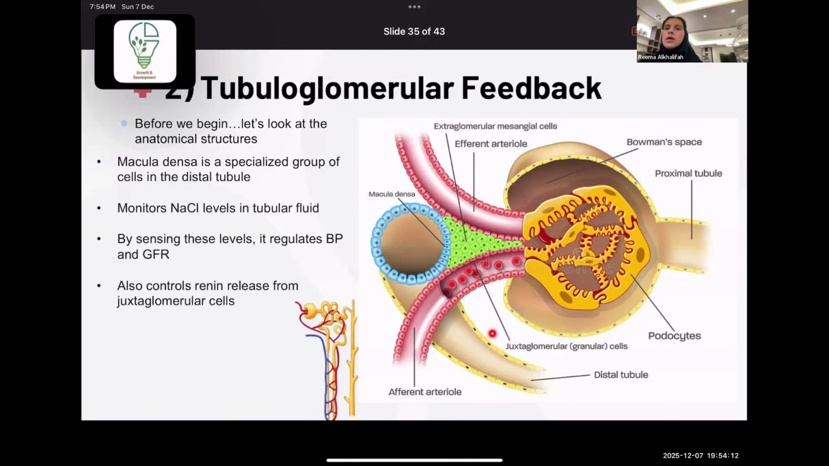Three components. So, what is the function of macula densa? It helps monitor the sodium and chloride levels in the tubular fluid. So if there's any rise or any decrease in amount, it helps regulate blood pressure and GFR by sensing those levels. And it also controls renin release from the juxtaglomerular cells over here. We're going to talk all about it in the next few slides. Don't worry, I know there's too many things, too many functions, but we're going to get into it.